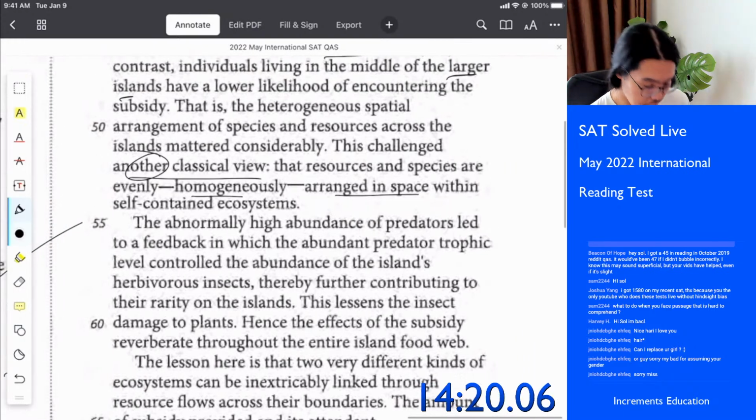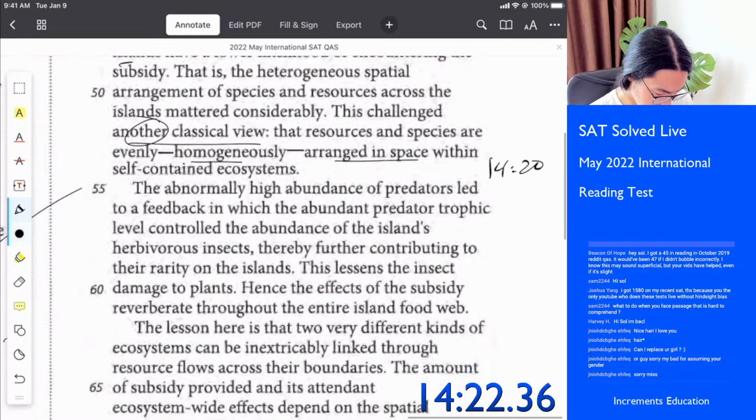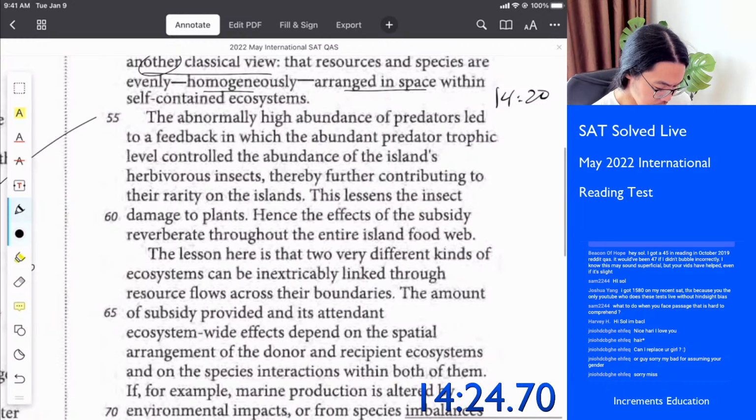All right, right now I'm at 1420. I'm just going to mark that because I feel like I'm spending extra time on this. The abnormally high abundance of predators led to a feedback in which the abundant predator trophic level can control the abundance of the herbivorous.